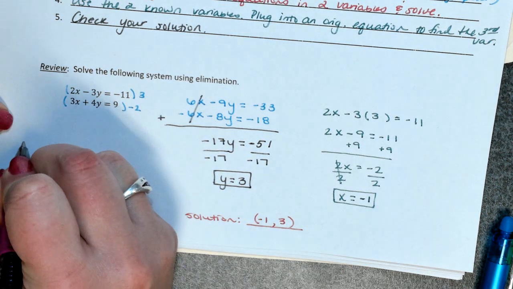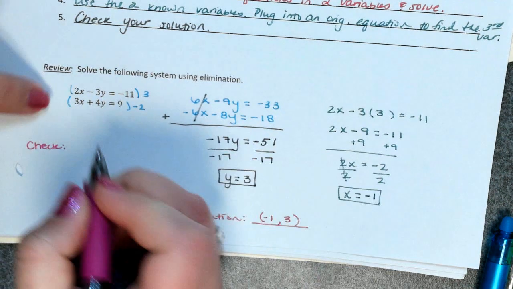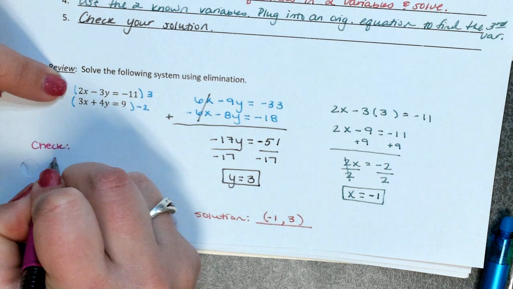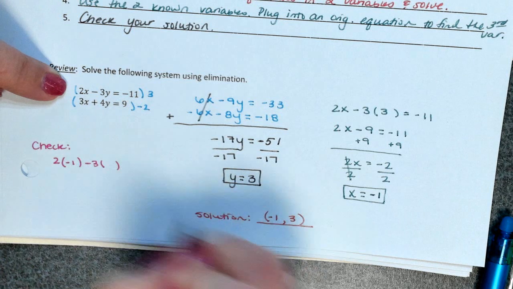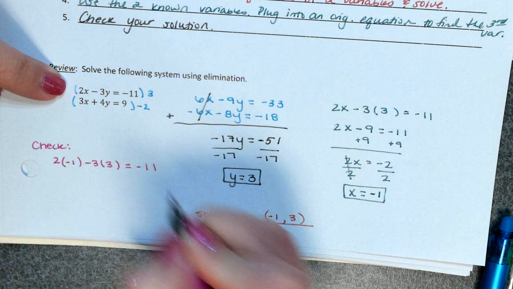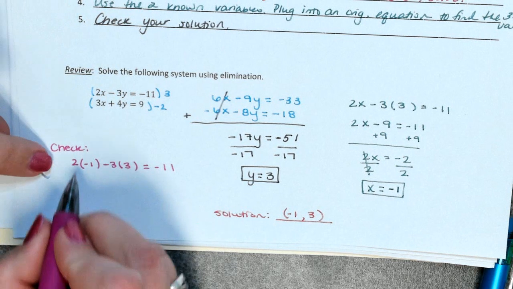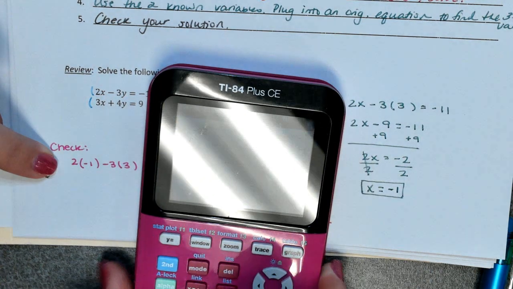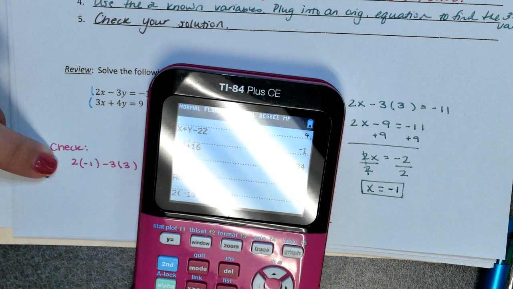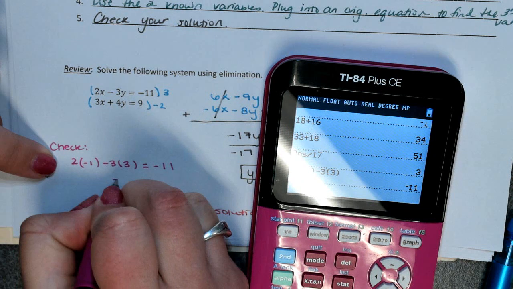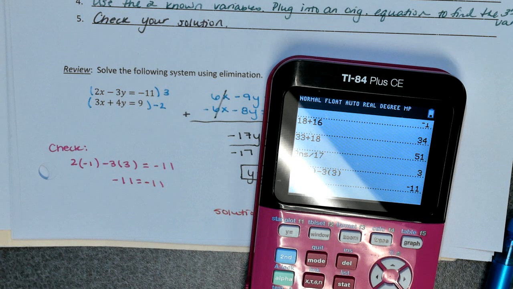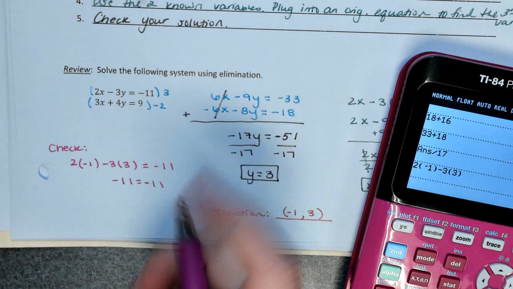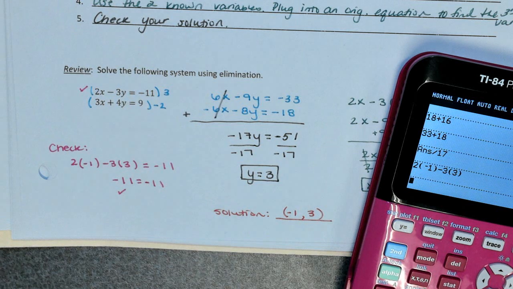To check those, all you're going to do is plug them back into the original. So 2 times your x was negative 1, minus 3 times the y was 3, equals negative 11. All we want to do is put that left side right in your calculator. 2 times negative 1 minus 3 times 3. We get negative 11 on the left. There's nothing to type in on the right side. We just get negative 11. Does negative 11 equal negative 11? Yeah. So it works for that first equation.